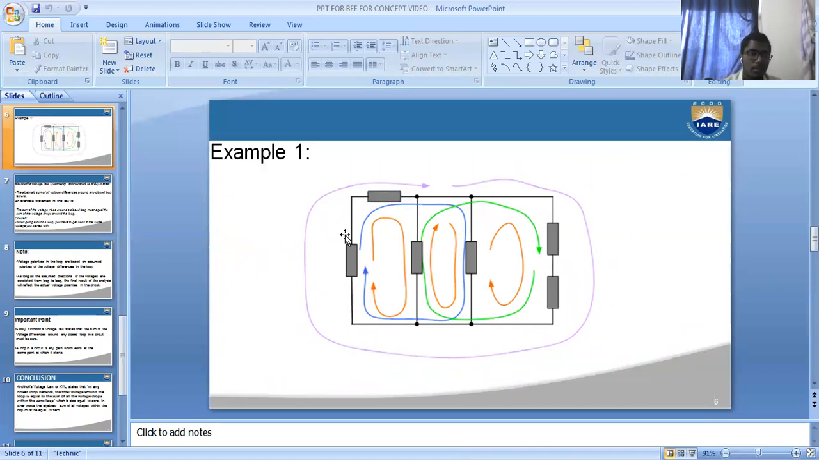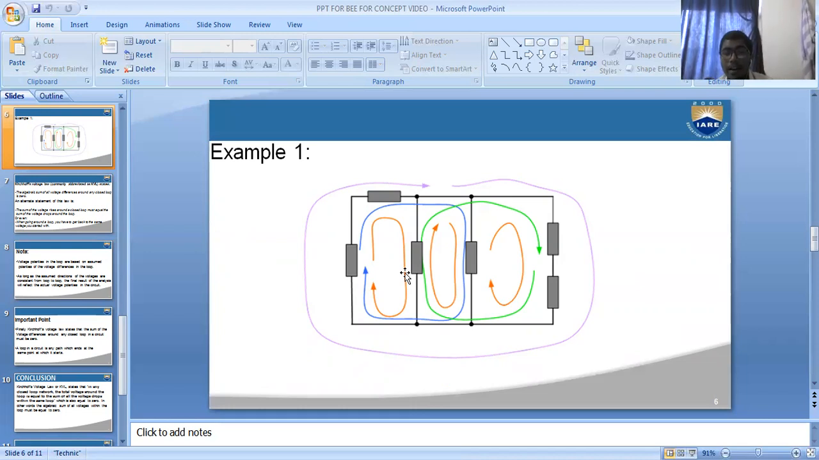Here we have one example. This is what we are going to learn. Here we have the loops: this is one loop, this is another loop, and this is the whole loop, and there are three loops in the middle. For each loop, we can apply KVL to find the current, in which direction it is passing and in which direction it is leaving. Everything we want to know at each and every point we can find by using KVL and KCL, Kirchhoff's voltage law and Kirchhoff's current law.